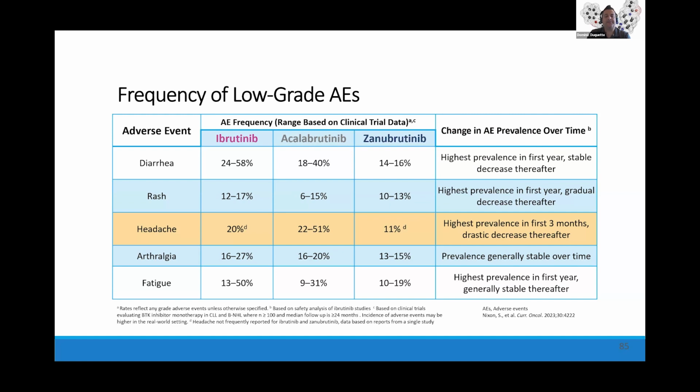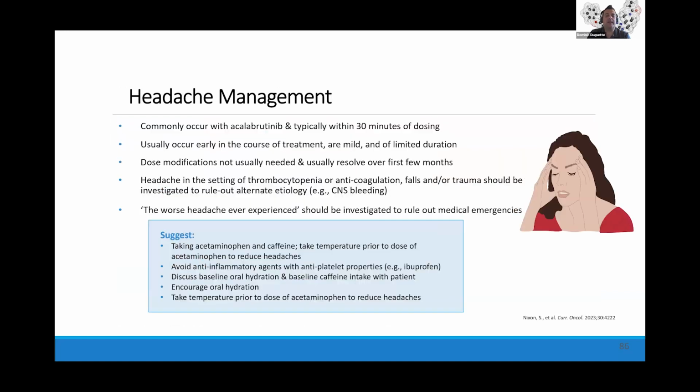Now, what about headache? As I said, headache, acalabrutinib has a higher percentage than the other drugs. It's mostly in the first 3 months, and it subsides after that. So usually it's quite near the time of the pill that's taken. And only in severe cases should you be worried about bleeding, because major bleeding can occur in the CNS, and we would have problems with that, especially if the patient falls or something like that.